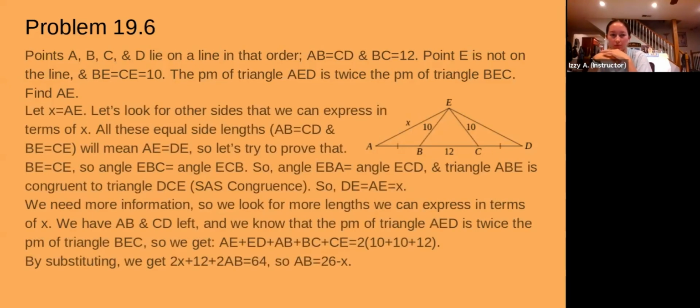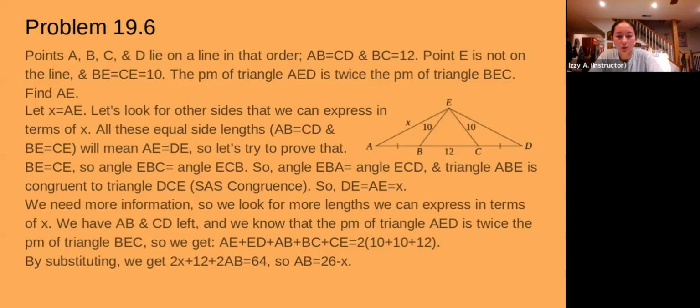As the diagram shows, we're going to let x equal AE, and look for other sides that we can express in terms of x. All these equal side lengths, AB equal to CD and BE equal to CE, will mean AE is equal to DE. So let's try to prove that. BE is equal to CE, so angle EBC is equal to angle ECB. So angle EBA is equal to angle ECD, and triangle ABE is congruent to triangle DCE by SAS congruence. So DE is equal to AE, which is equal to x.